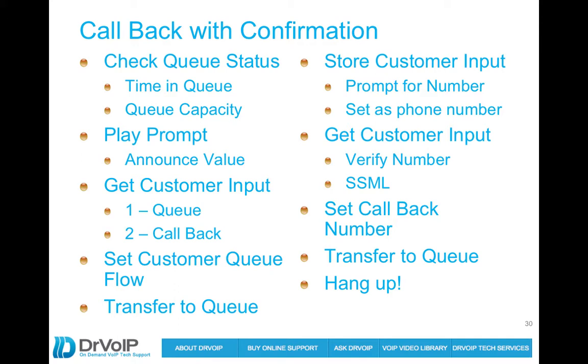But how do you do that? We use SSML, the Synthetic Speech Markup Language. And then if they confirm it, we set the callback number. If not, we give them a chance to re-enter it. When it's confirmed, we transfer to queue and then hang up.